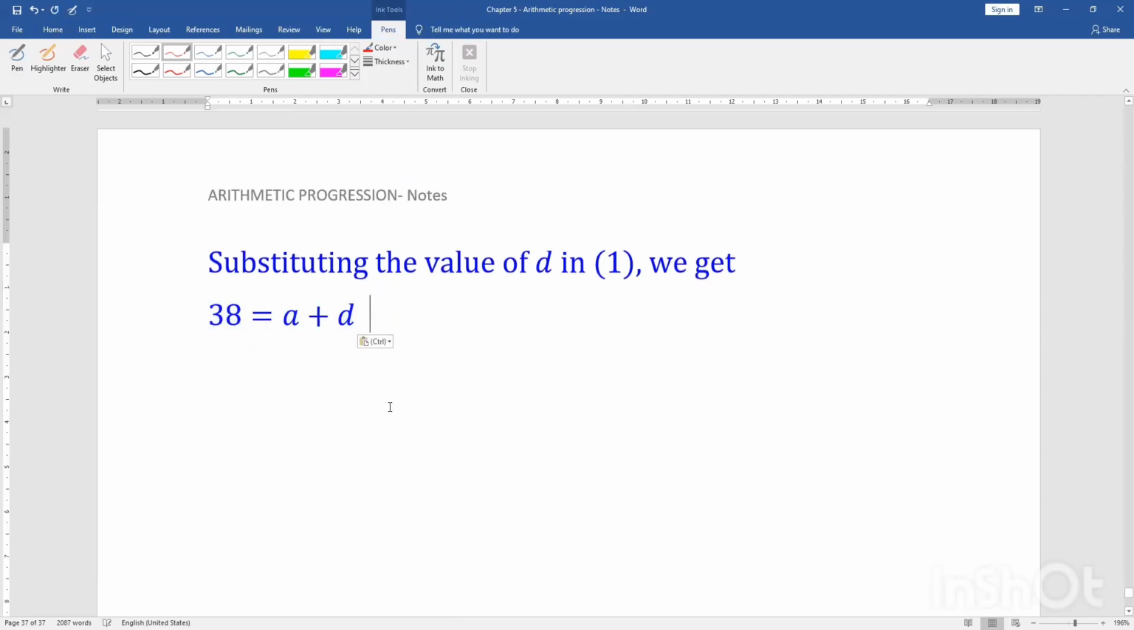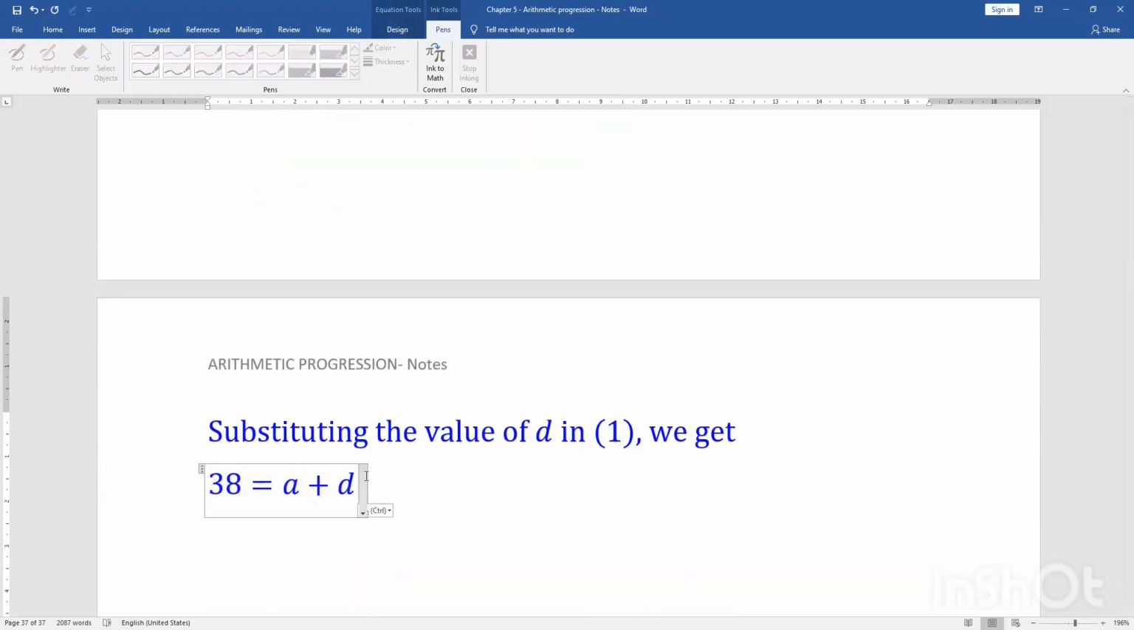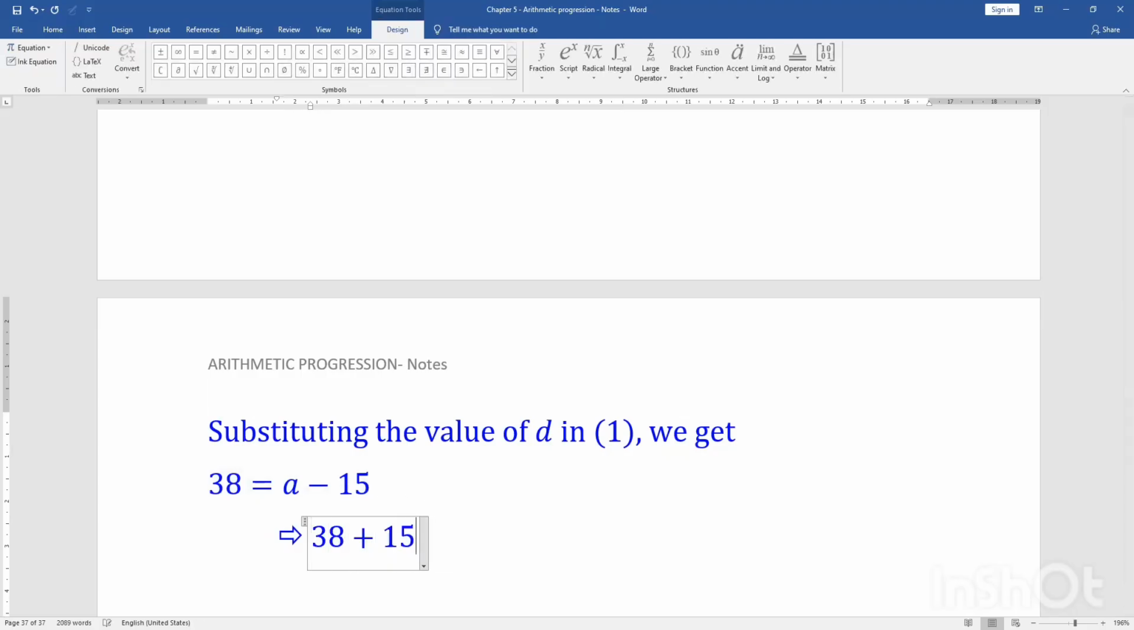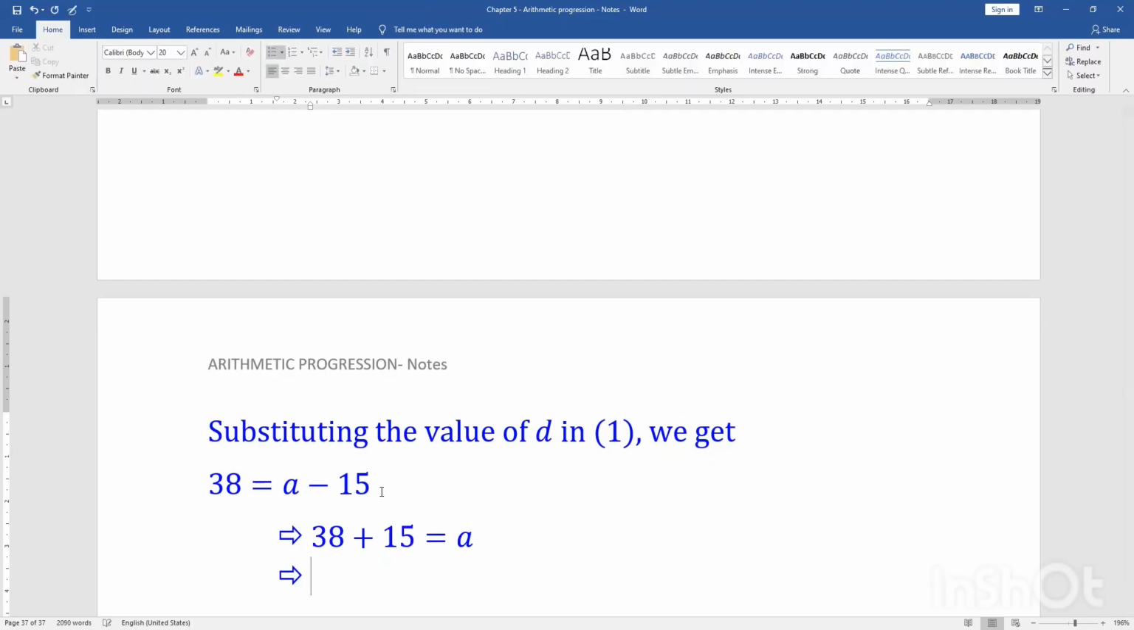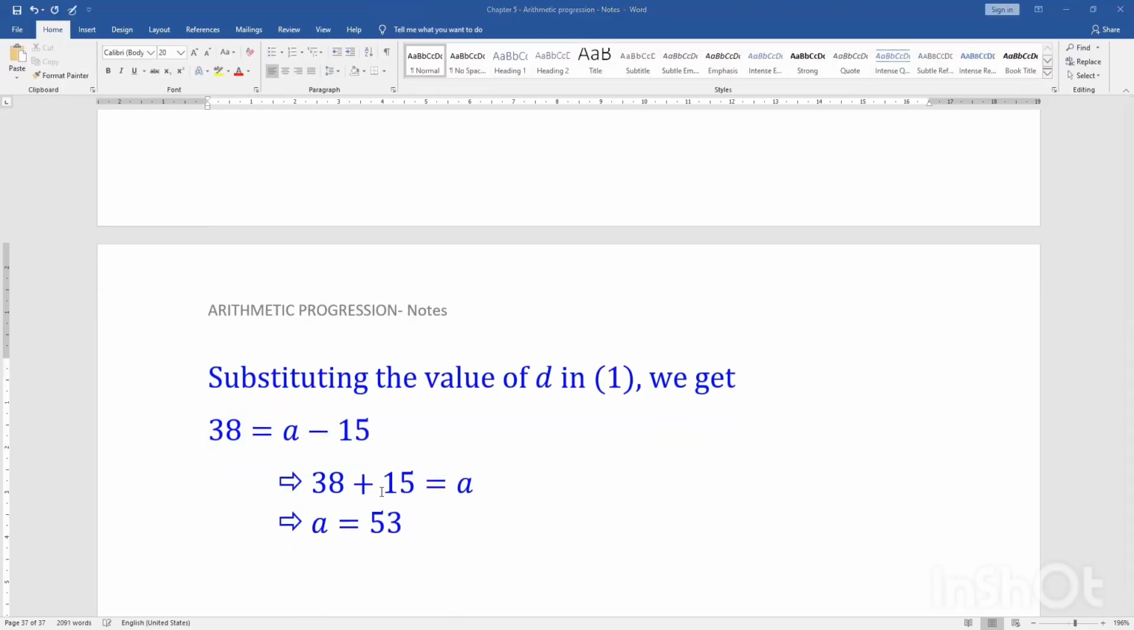So here is the equation 1 we have. That's it, done. So then what is the d value? D value is minus 15. So write that, minus 15. What is the next step? Here I can transpose minus 15 to the LHS. So we get 38 plus 15 equals A. What is 38 plus 15? It is 53. So A equals 53, right?